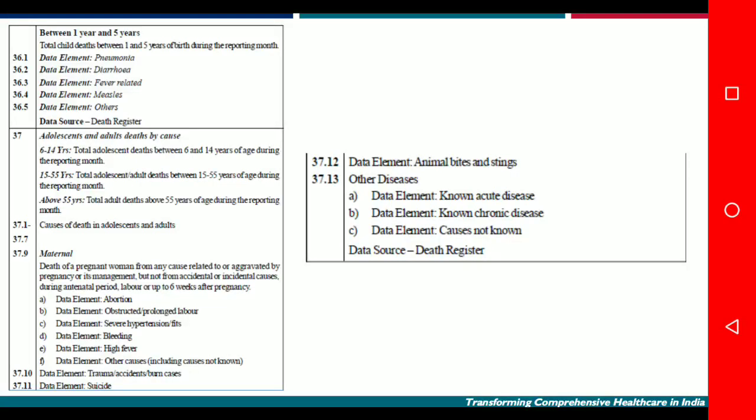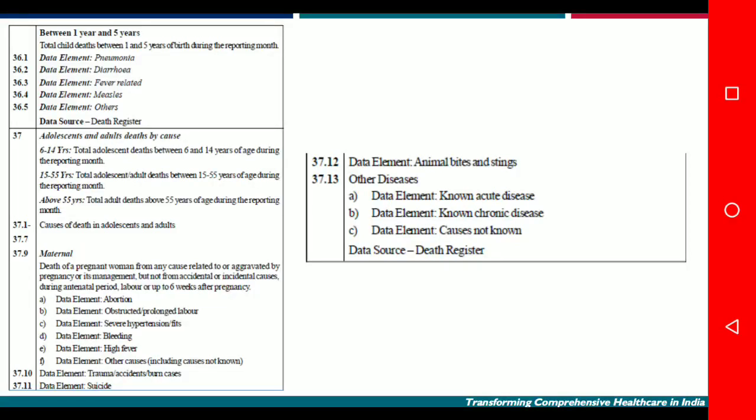But not from the accidental or the incidental causes during the antenatal period, labor, or up to the 6 weeks after pregnancy, just because of the pregnancy only. Data elements will be like abortion, obstructed or prolonged labor, severe hypertension with fits or seizures, bleeding disorder, then high fever, and other causes included, the causes that are not known. So trauma, accident, or suicide. So these are the maternal death, or the mortality details.